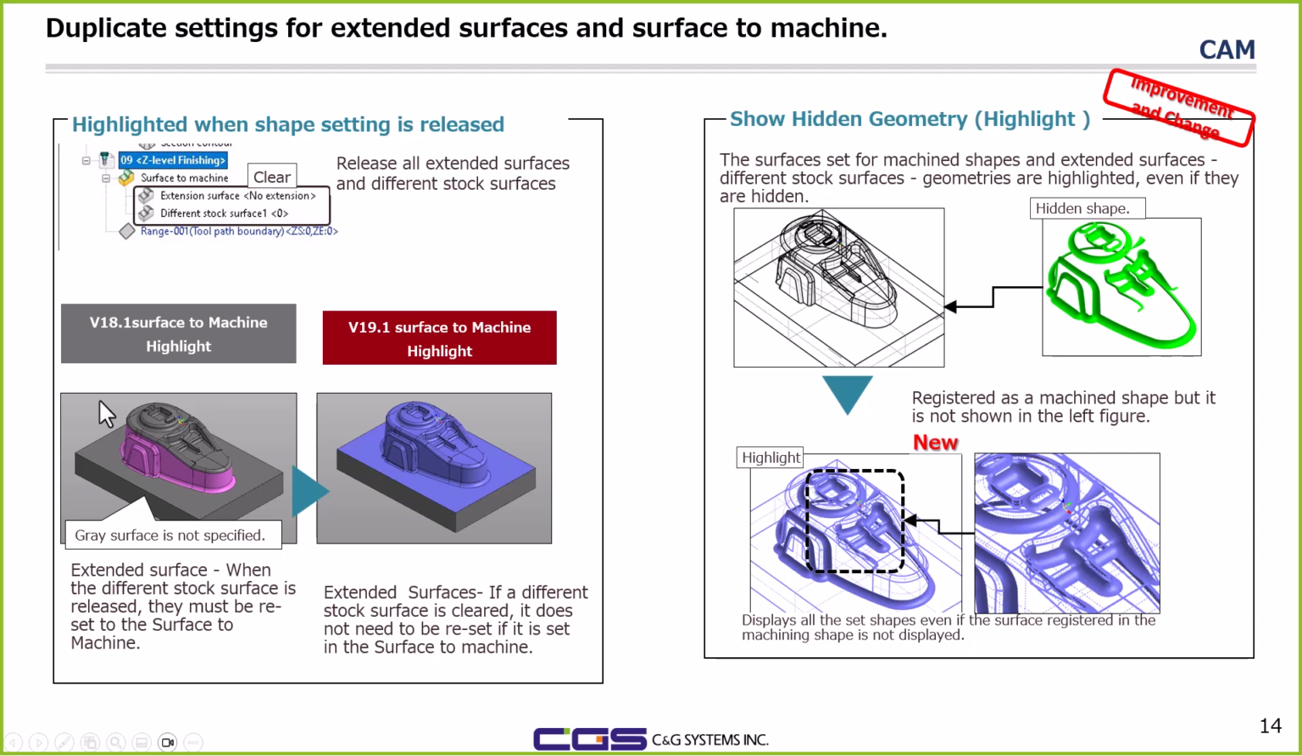Version 19 will also highlight the surface to machine. It will highlight it even if the layer is inactive. There has been a request to have an option to turn this off, so let us know if you would like that option and we can request it again too. And if you clear the extension surface and different stock surface, it will automatically be added back into your surface to machine, so you do not have to reselect it.